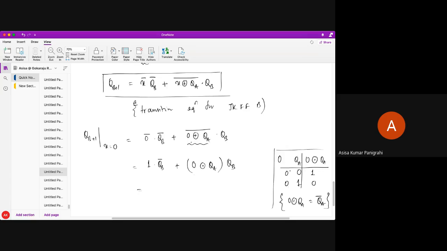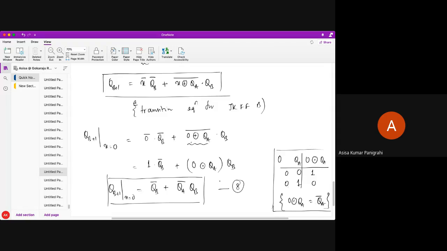So do you all understand this concept? Anything you make XNOR with QA, you will get QA bar. So I can make it here: this is my QB bar, so this is my QA bar QB. Simple. So my QB plus 1 at x equal 0 is this one. Okay. This is equation number 8.